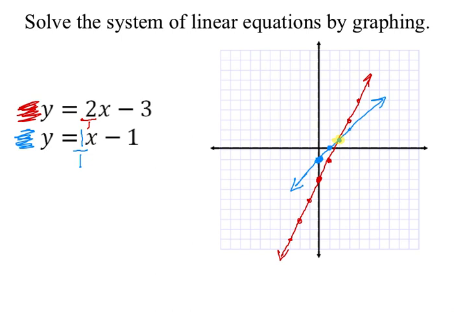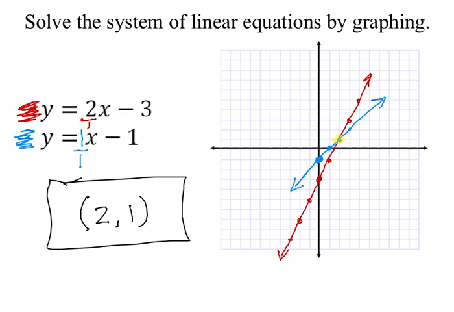And so we need to write the ordered pair to write the solution, the ordered pair of that point of intersection. So that point, if I start at the origin, I would go right 2 and then up 1, which means that my solution is (2, 1). That is the solution to the system.